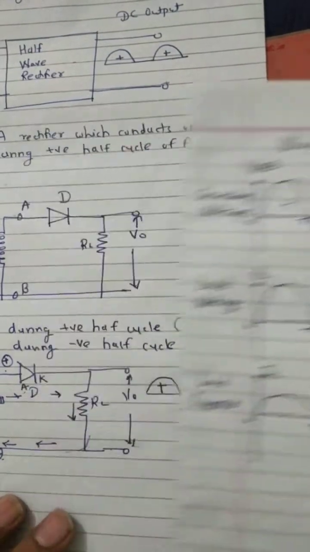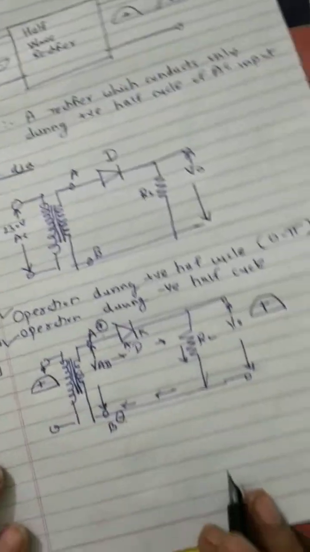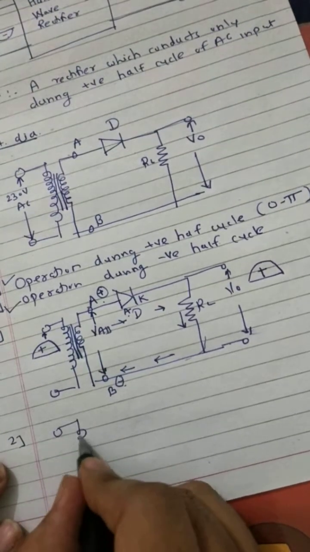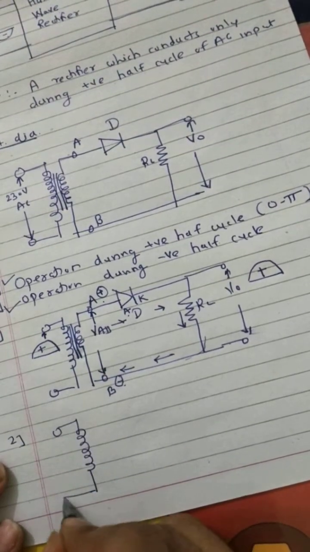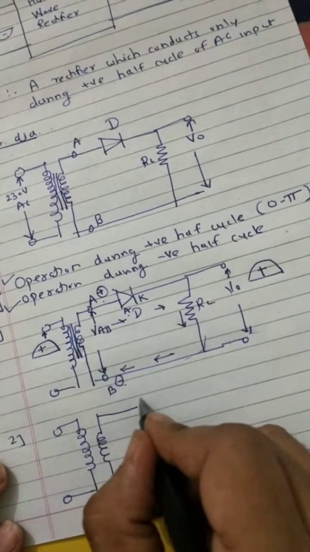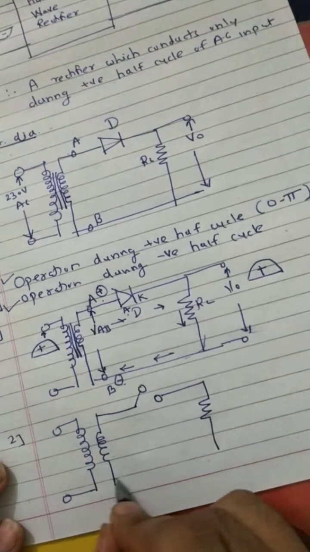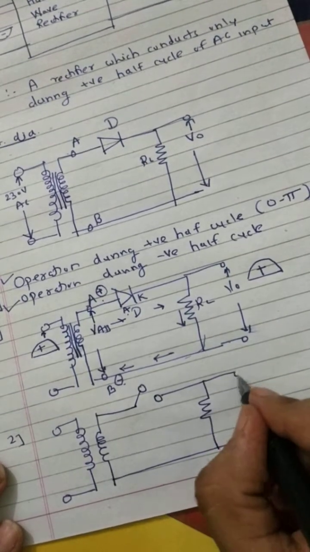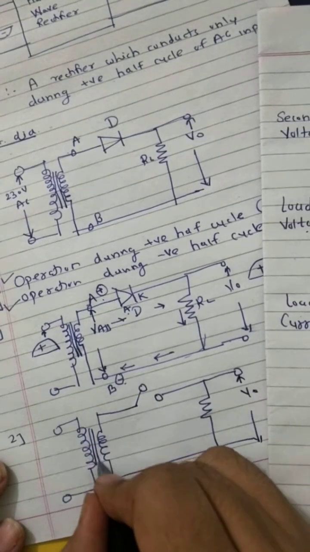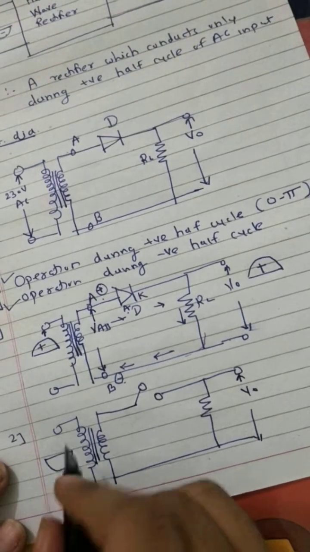Now we are going to see the operation during the negative half cycle. What will happen during the negative half cycle? So let us redraw the equivalent circuit. I am redrawing the equivalent circuit for the negative half cycle. I am drawing the diode here as an open switch, and I will tell the reason why I am drawing this diode as an open switch. So I am redrawing the waveform and the circuit.